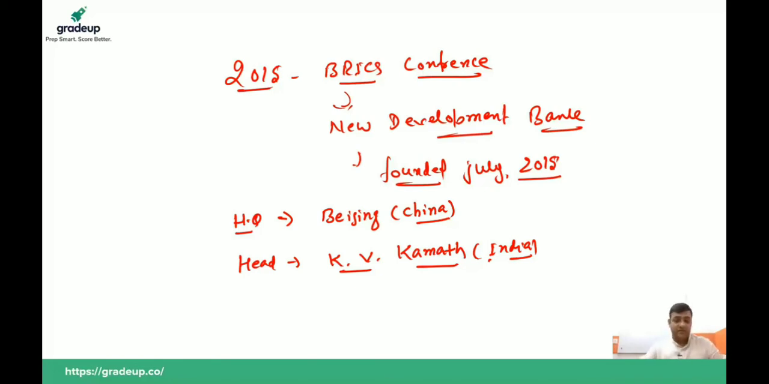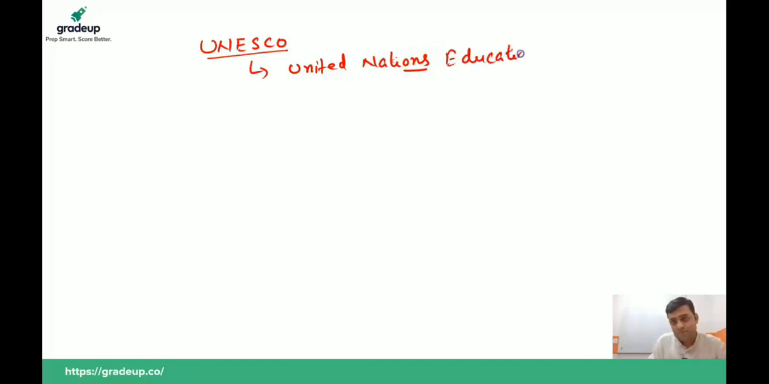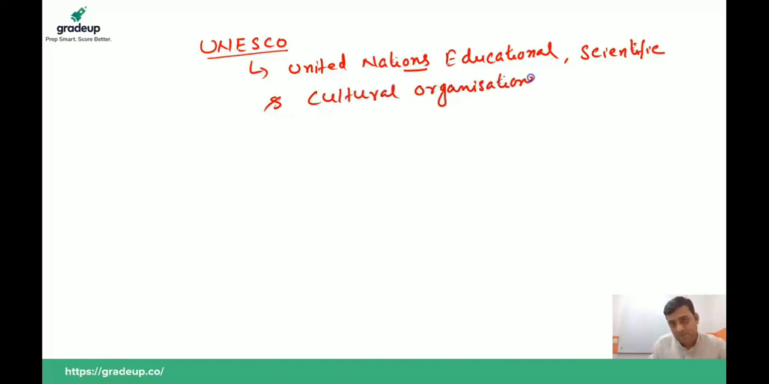Now we are coming to the next organization, that is UNESCO. What is UNESCO? This is the United Nations Educational, Scientific and Cultural Organization. This UNESCO was basically founded on 16th November 1945. This is the first one.